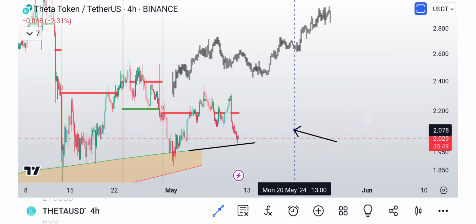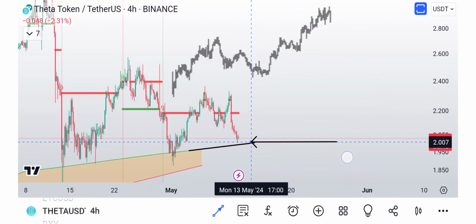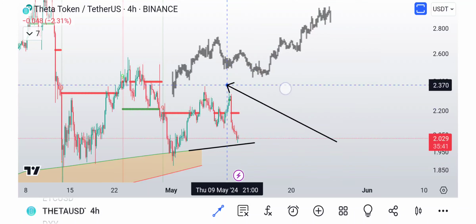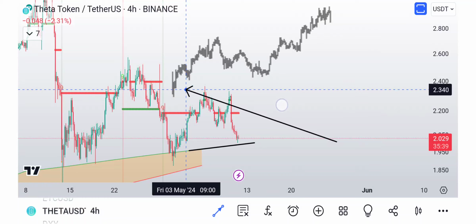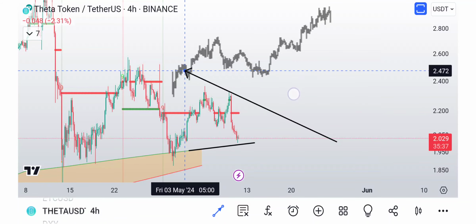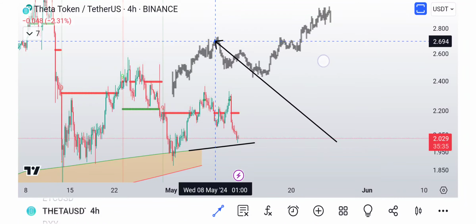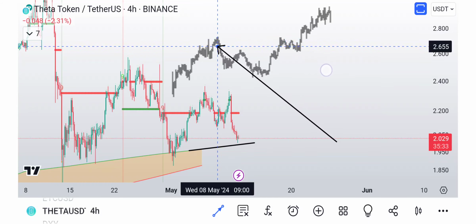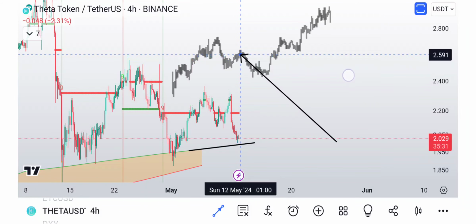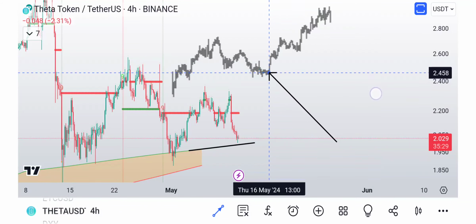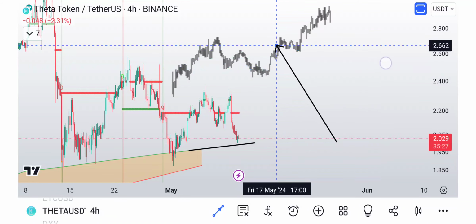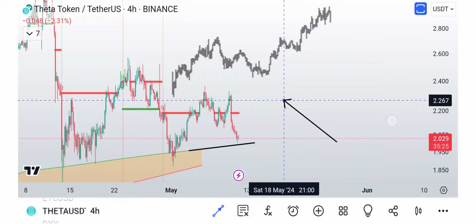So here we go. Remember, this is not financial advice. This is just me interpreting the data and speculating on what it may be. So here's the fractal. You could see we had these 1, 2, 3, 4, 5 waves up, then we came down A, B, and C. We started to develop a basin here, and then we were off to the races.